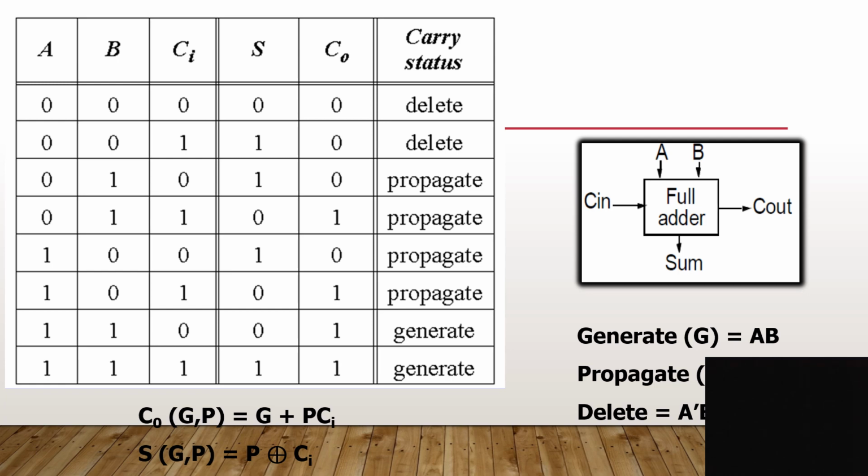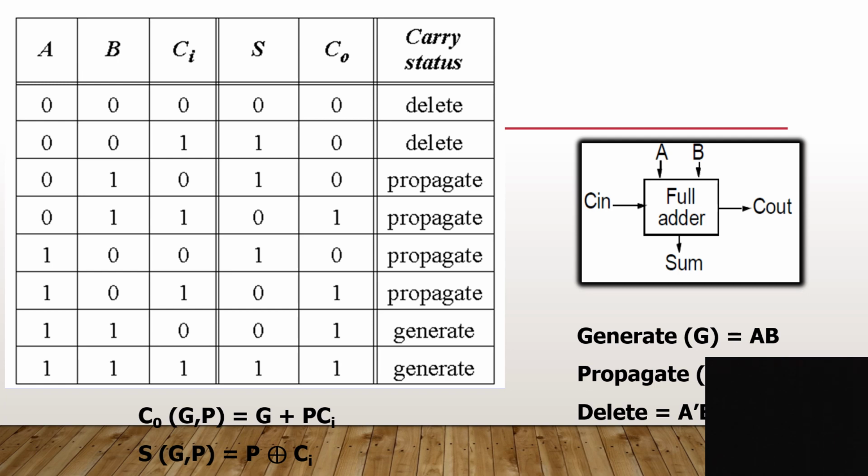Another four combinations are 3, 4, 5, 6. In these four combinations, if you compare carry in as well as carry out, it clearly shows that whatever carry in you have will be propagated to the output side. Here it is 0, here also 0. Here it is 1, here also 1. That means in these four combinations, whatever carry in we have is the same as the carry out. That's why the carry status is called propagate.